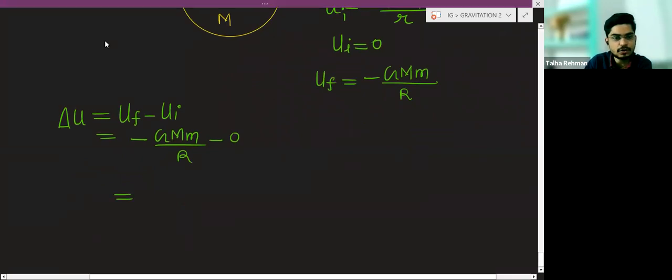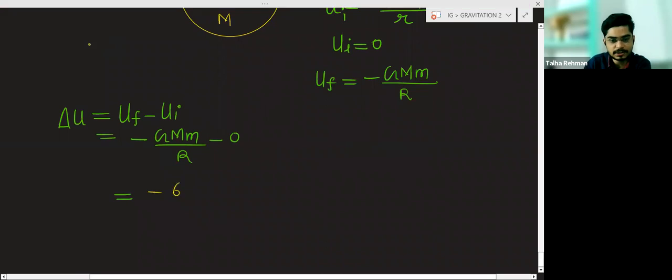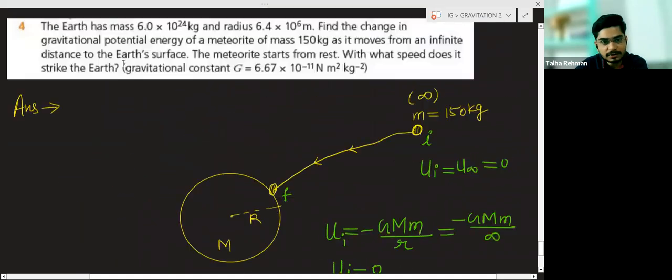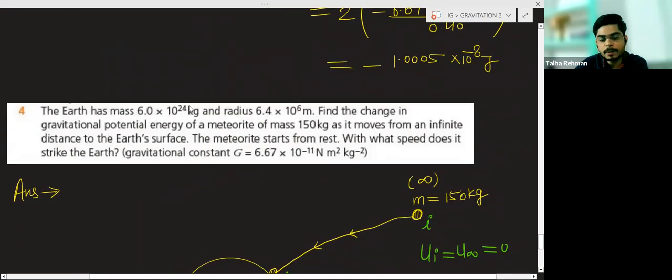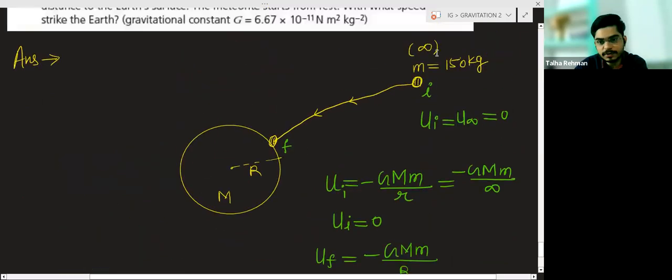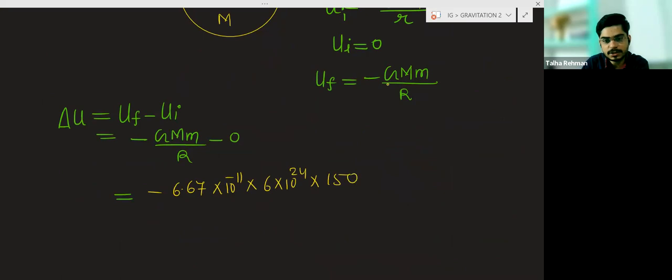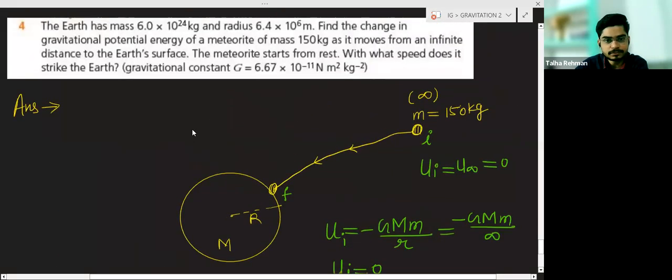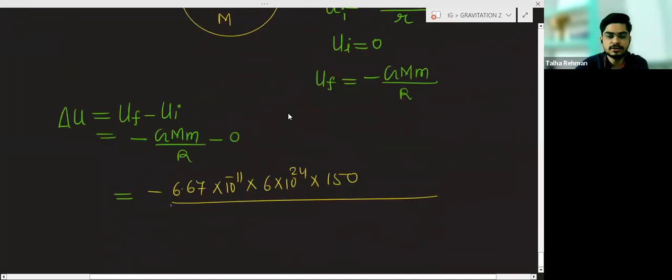So we know the value of G is given as 6.67 into 10 to the power minus 11, and mass of earth is given, I think, 6 into 10 to the power 24, multiplied by the mass of the meteorite, which is 150 kg, and radius of the earth is 6.4 into 10 to the power 6. So this value approximately, you will get this value approximately. I have already calculated this value.